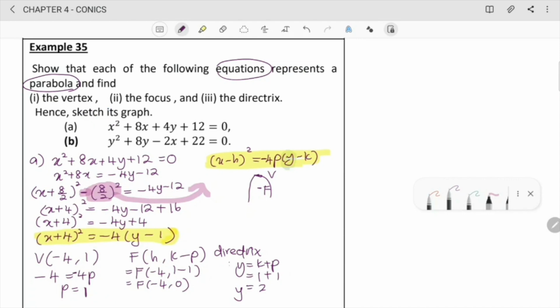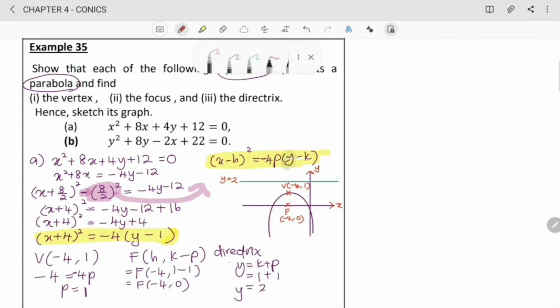Lastly we need to sketch the graph. Here is the graph, so label x here, y here. You have the v here, which is negative 4, 1. Then you have the f at negative 4, 0, and you have the directrix, which is the line where y equals 2. Okay, that's all.